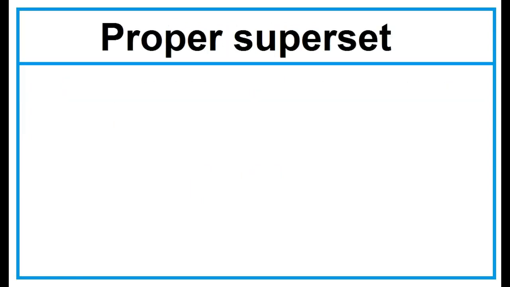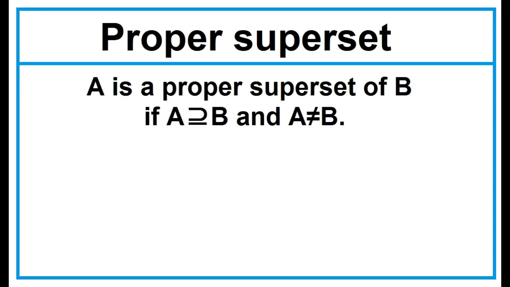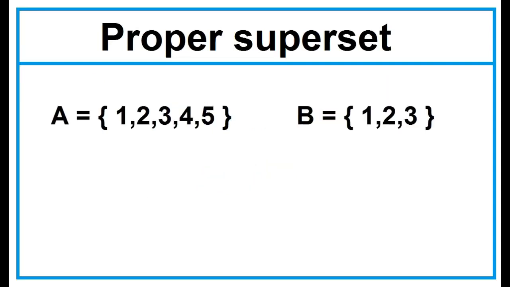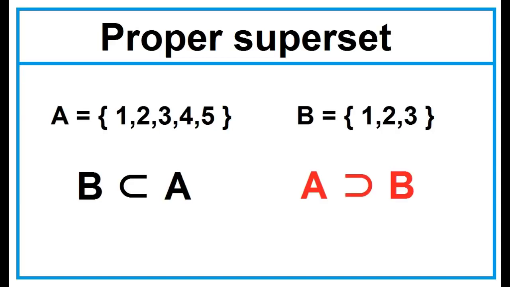Proper superset. Set A is a proper superset of set B if set A is a superset of set B and set A is not equal to set B. In symbol, set A is a proper superset of set B. Given set A and set B, while set B is a proper subset of set A, set A is a proper superset of set B.